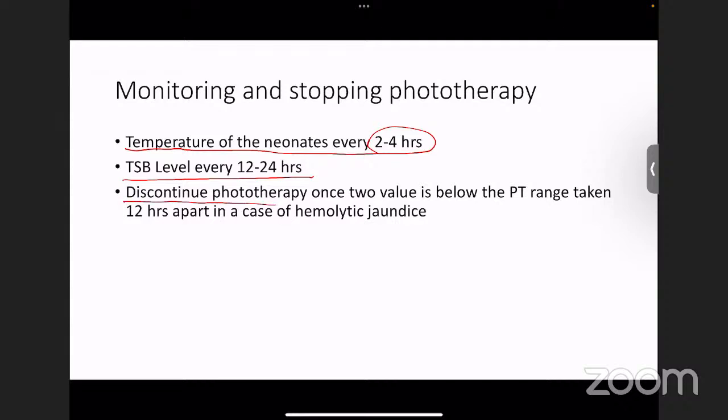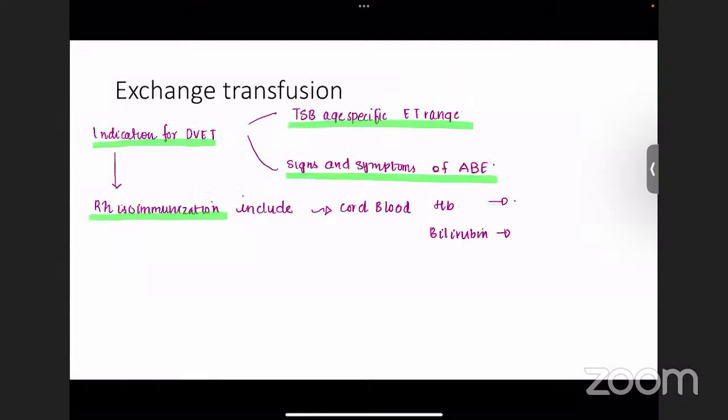You have to discontinue phototherapy once the TSB value is below the phototherapy range as per the AAP 2022 phototherapy threshold chart with and without neurotoxicity risk factors, which is provided by the recent AAP 2022 guideline. We have to trace it. If it falls below the phototherapy range, then you can stop. If it is a non-hemolytic cause, one value is enough. If it's a hemolytic cause, you have to do at least two values, 12 hours apart. And if in those two values it is below that range, then you can stop.